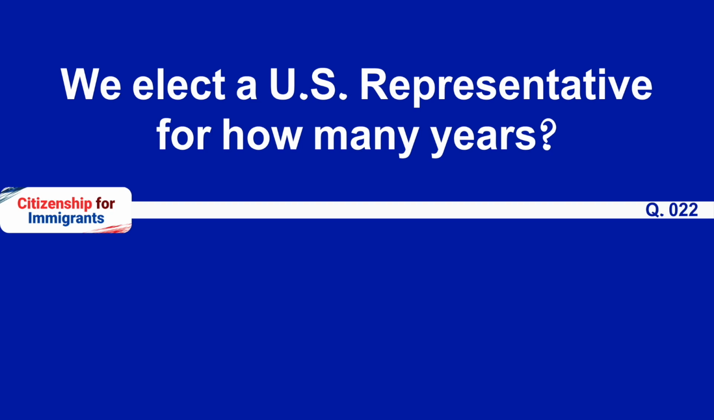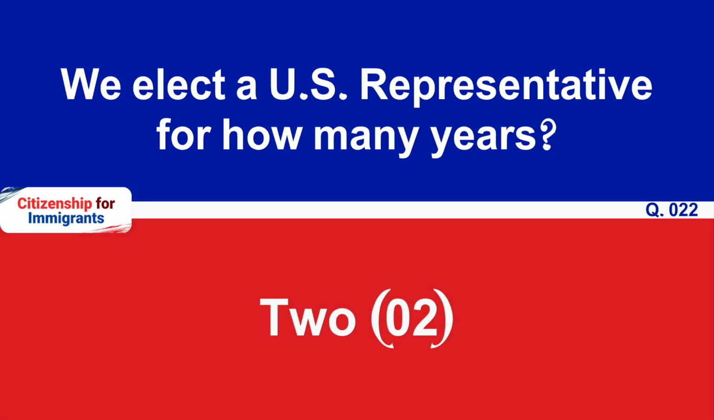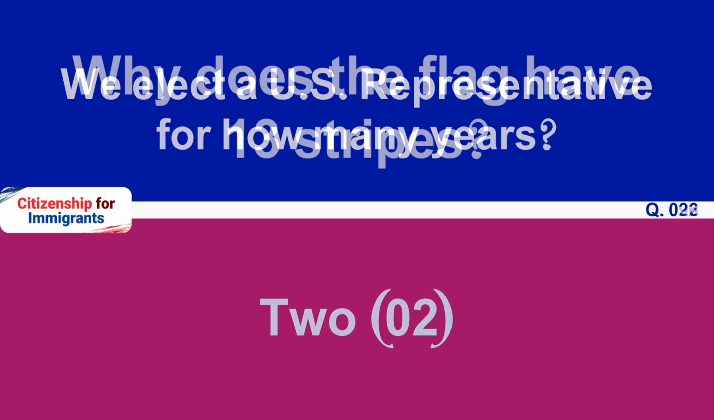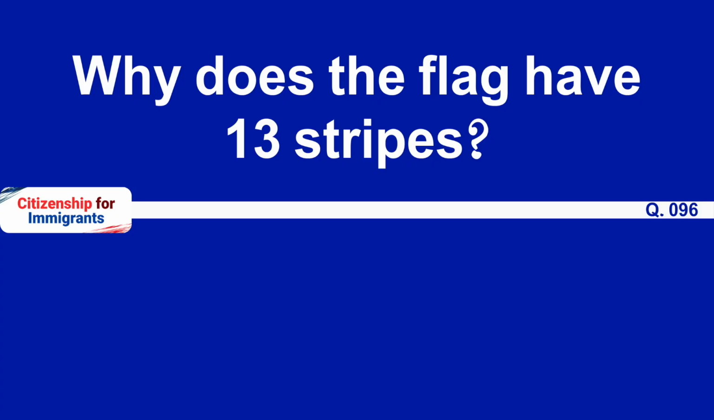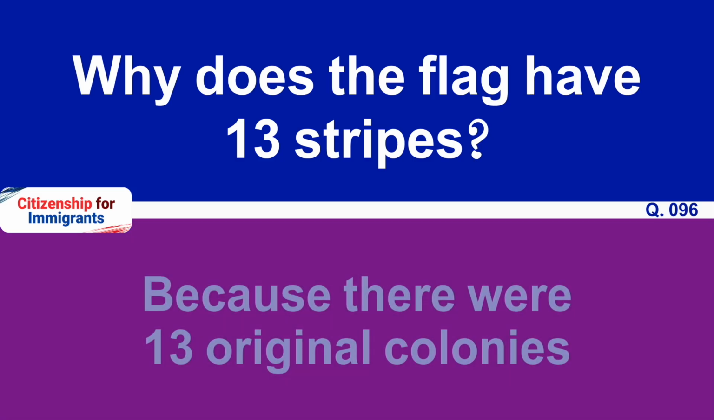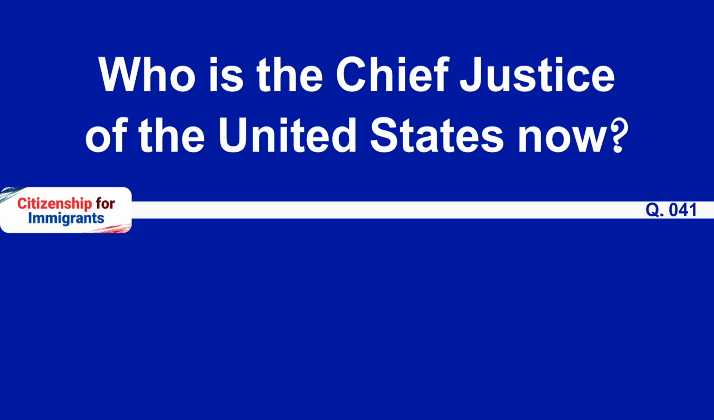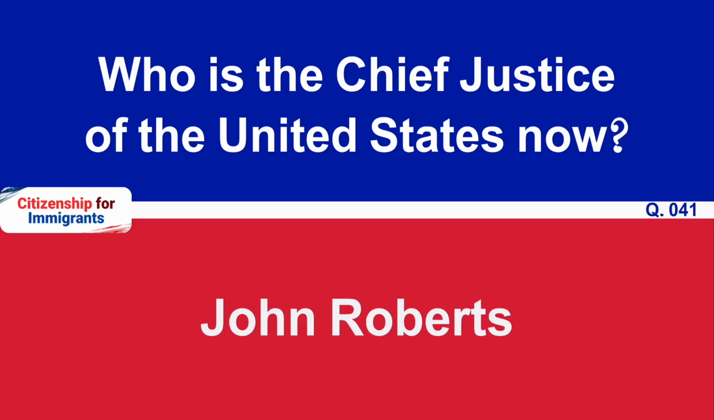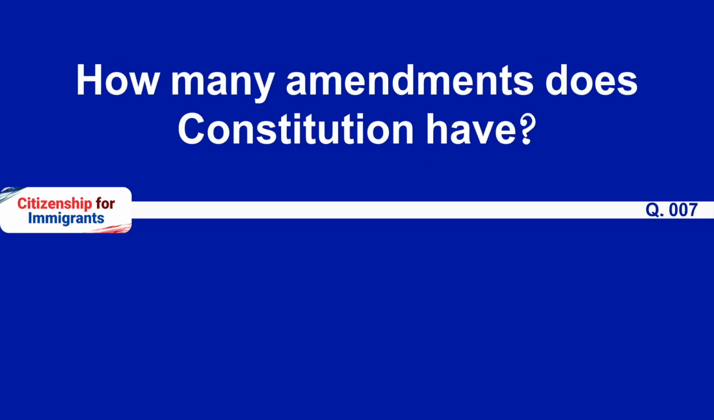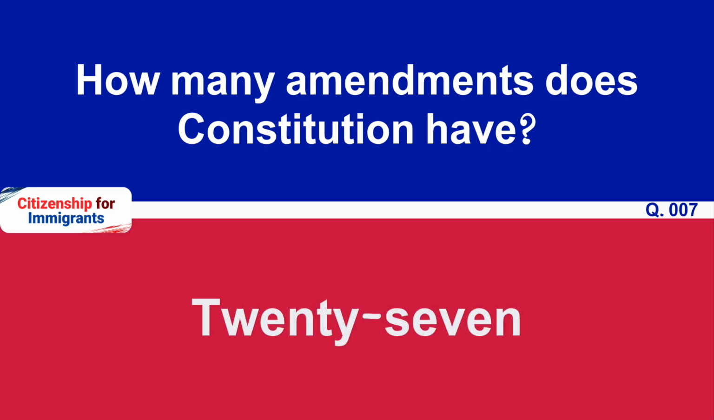We elect a U.S. representative for how many years? 2. Why does the flag have 13 stripes? Because there were 13 original colonies. Who is the Chief Justice of the United States now? John Roberts. How many amendments does the Constitution have? 27.